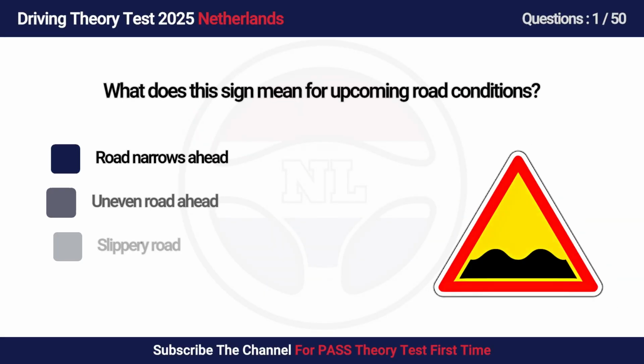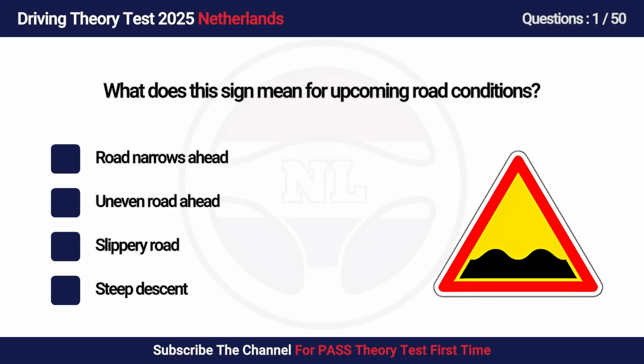Question 1. What does this sign mean for upcoming road conditions? A. Road narrows ahead. B. Uneven road ahead. C. Slippery road. D. Steep descent.